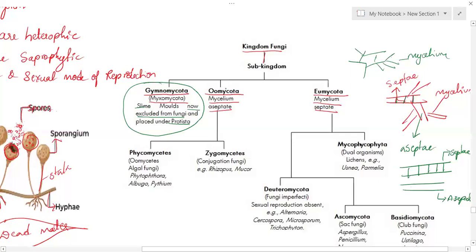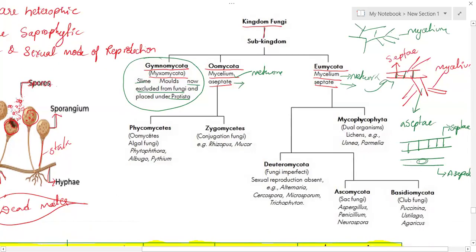Now coming to the Oomycota, which has a mycelium in a network, and they are aseptate, meaning they are like this. Eumycota also has a network-like thing, and they are septate. Septate means exactly like this. So this Eumycota will subdivide into further types, that is phycomycetes and zygomycetes. Phycomycetes is also called oomycetes.